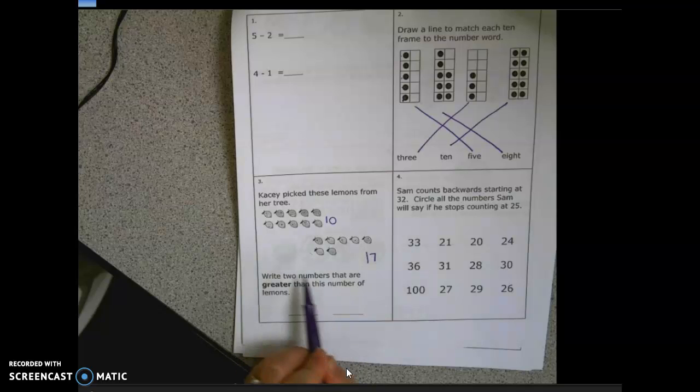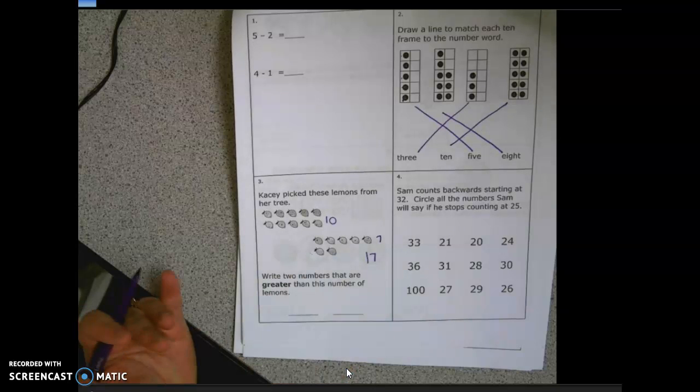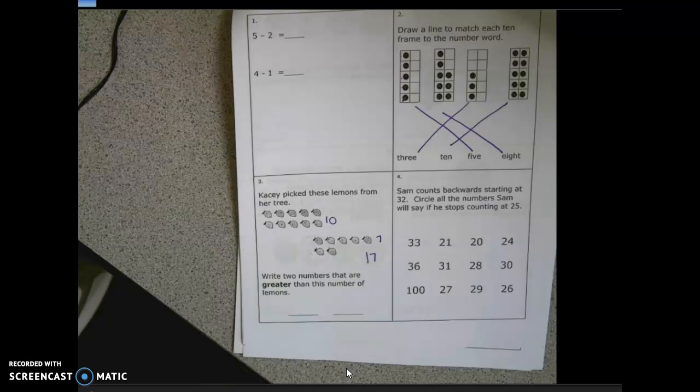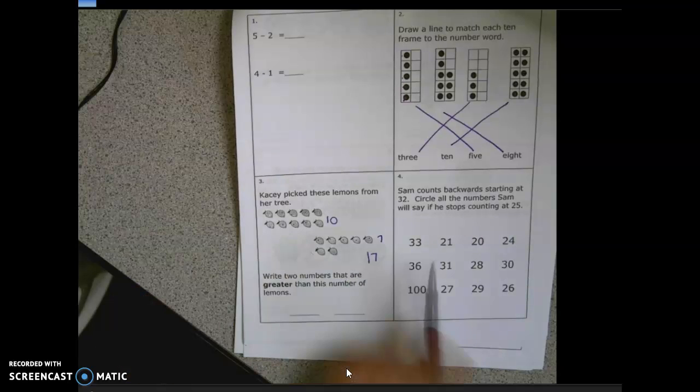So I need to write 2 numbers that are greater than this number of lemons. Well, I know a number greater than 17 could be 18, 19, 20, 21, 22, 23, etc. So you're going to put any number that is larger or greater than 17.